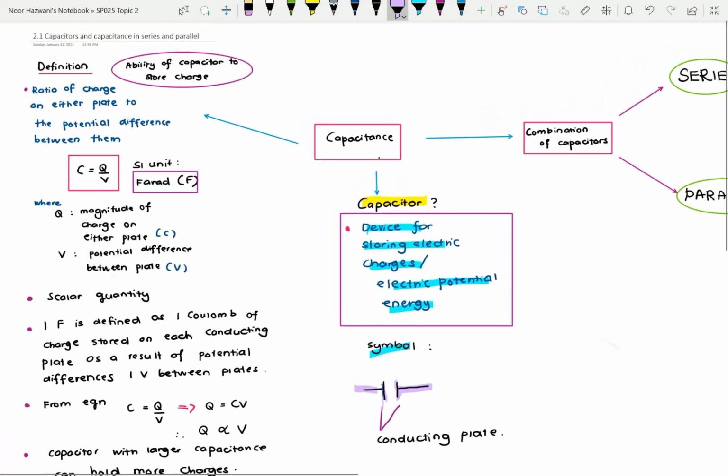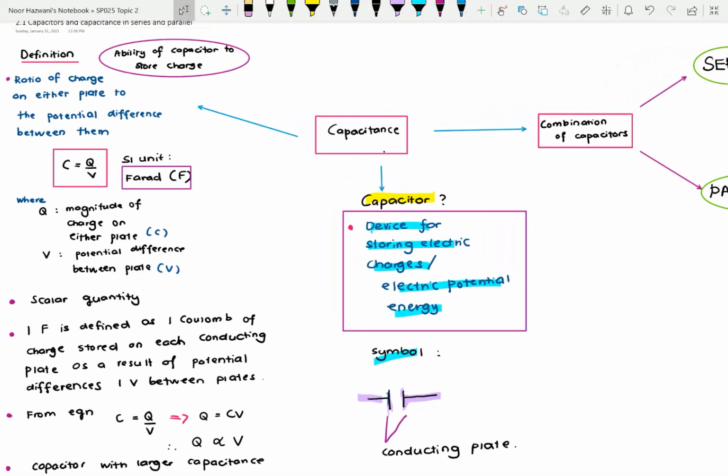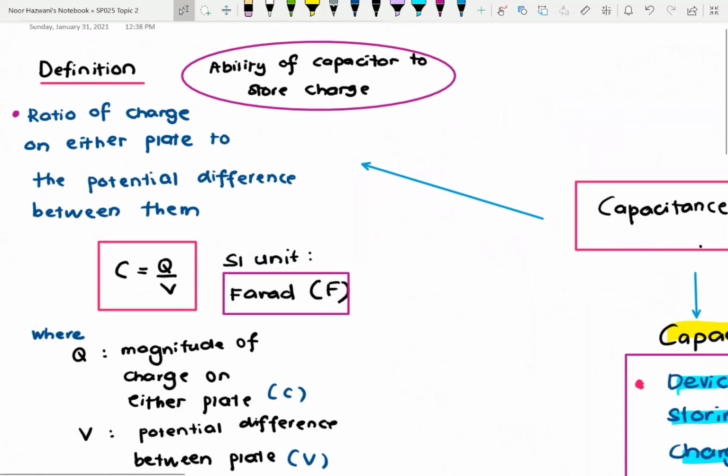Okay, so let me proceed with definitions of capacitance. So maksudnya tadi capacitor itu adalah device, and then let's moving on to what is capacitance. So actually secara generalnya capacitance adalah ability of a capacitor to store charge. Maksudnya kebolehan ataupun keupayaan untuk capacitor store electrical charge. Maksudnya kita nak ukur kebolehan dia. So kita ukur dalam bentuk capacitance.